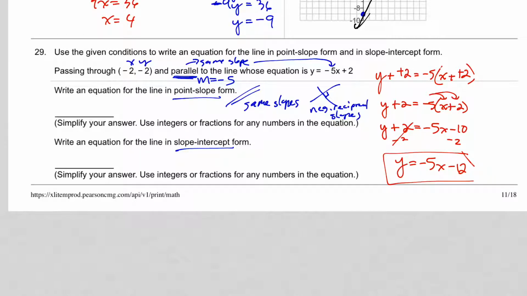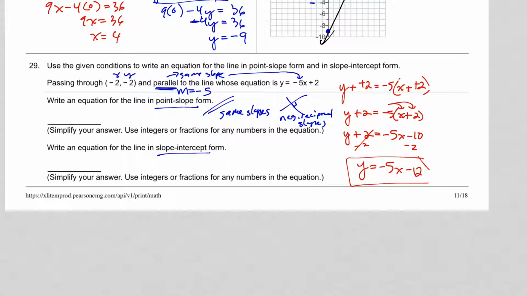So notice that your answer has the same slope as this over here. Different intercepts, and that makes it parallel. Okay? And I forgot to box our point slope form right there. Okay, so this is part 1, part 2.